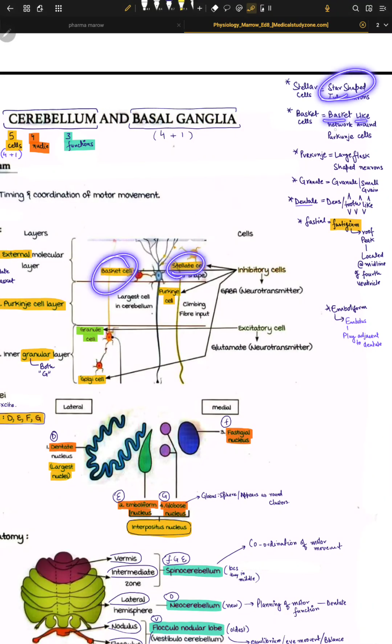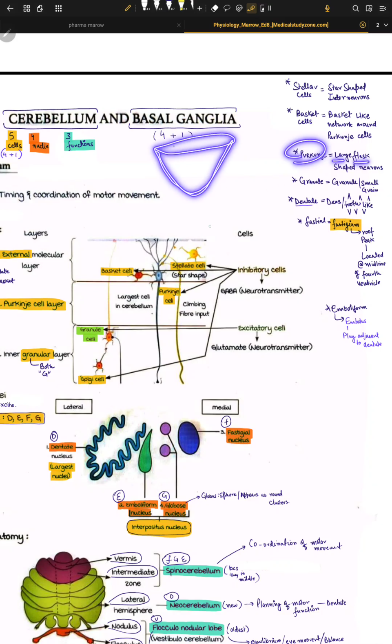Basket is a basket-like network around Purkinje cells. So where are Purkinje cells? This is the Purkinje cell, and the basket cell is covering this. It's basically a basket holding Purkinje cells. What are Purkinje cells? These are large flask-shaped cells. This is a flask. A large flask-shaped neuron.